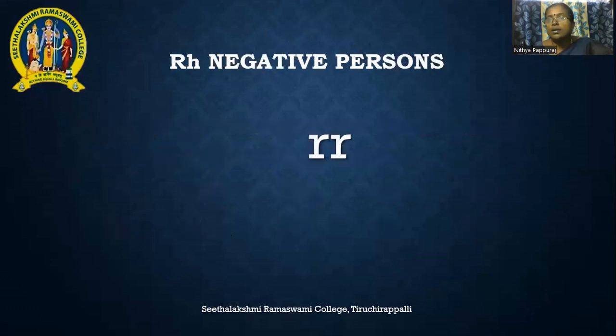Now let's see the Rh negative person. They carry only one gene, that is small r.